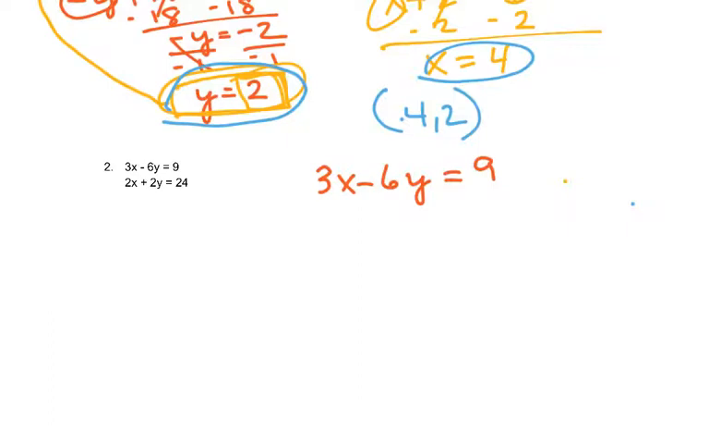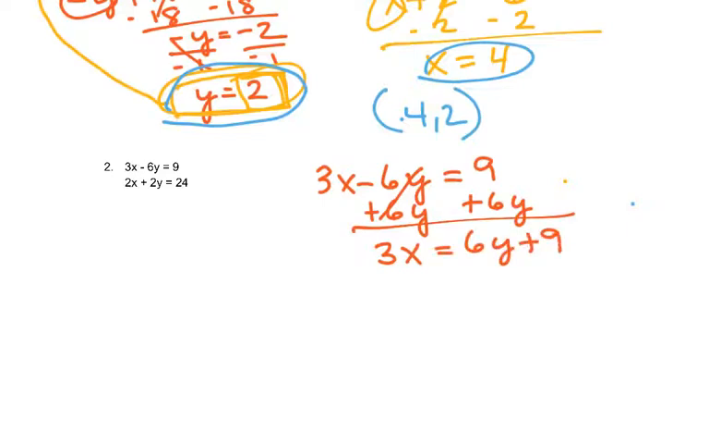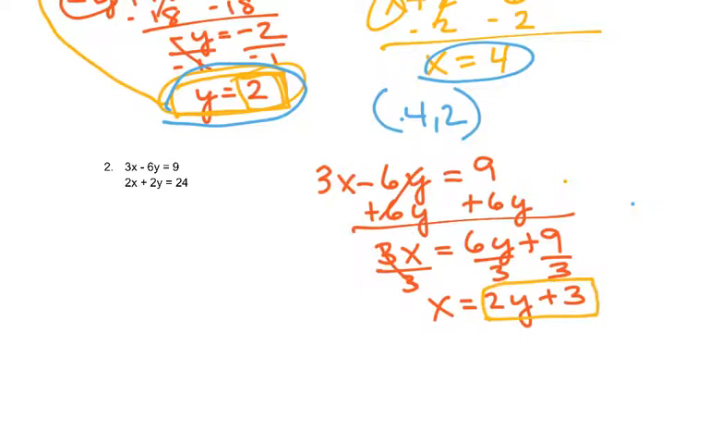In this case, I'm going to add 6y to both sides. So I have 3x equals 6y plus 9. Last step, we divide everything by 3. We get x equals 2y plus 3. So this 2y plus 3 is what I'm going to plug into the second equation.